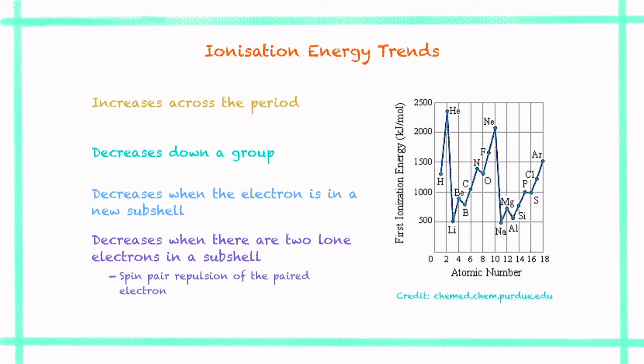If we look at the graph, we can see that oxygen has a lower first ionization energy than nitrogen. This is because in oxygen, there are 2 lone electrons in the p shell. If you draw the box form of its p shell, you can see that there are 2 electrons spinning in the same direction. This creates a repulsive force, which makes the electron easier to remove.